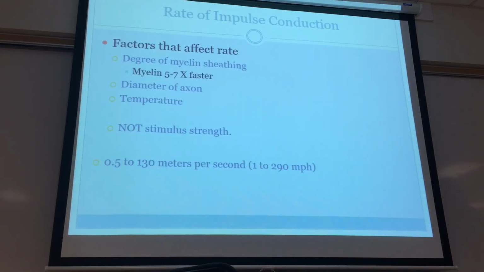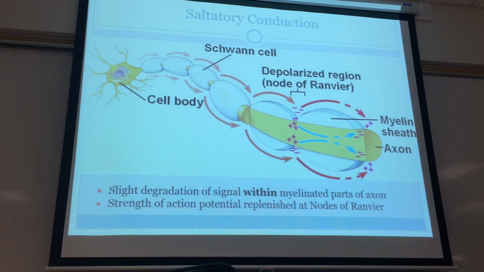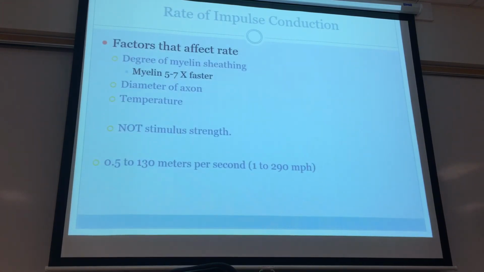So looking at this, if you were to take a look at the rate of impulse conduction, how fast would it take for that action potential to move through? Which would be faster? Well, we already pointed out that saltatory conduction is much more energy efficient and it's faster. In fact, myelin makes it about 5 to 7 times faster moving down that axon.